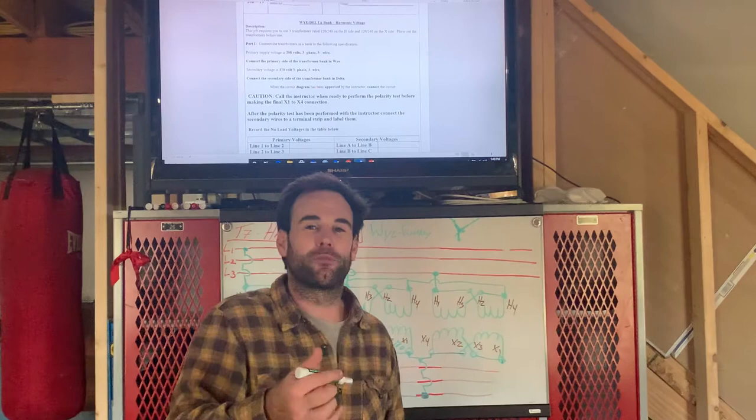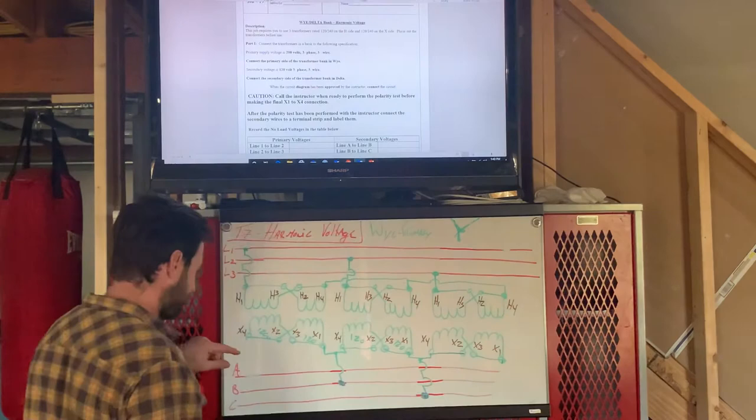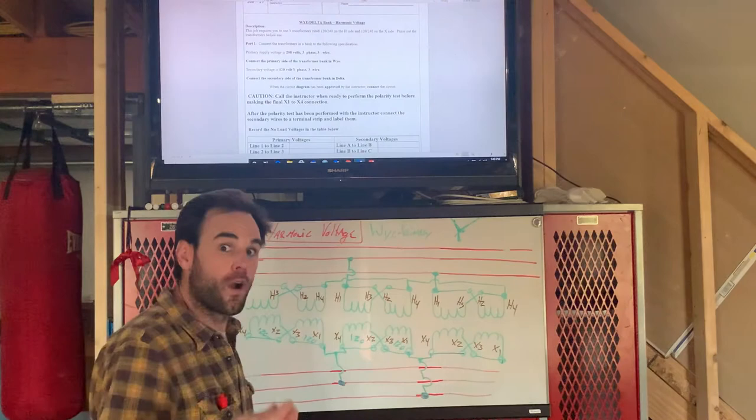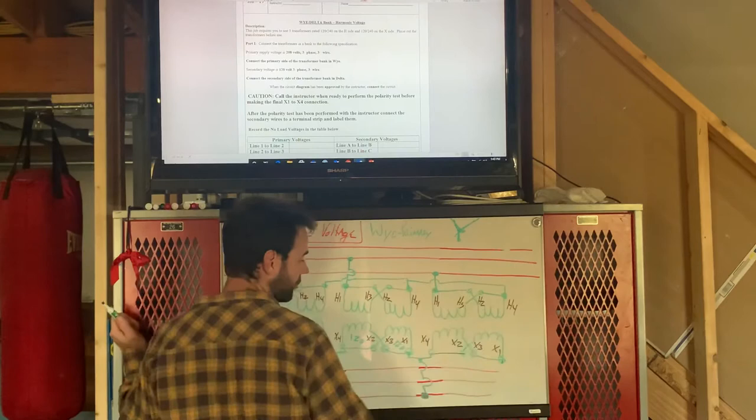So we're just going to take a voltage reading and then turn our multimeter to the frequency setting to test that, and you'll measure 180 hertz. It's our triplen harmonic, or our third harmonic, because we've got 60 hertz, 60 hertz, 60 hertz.